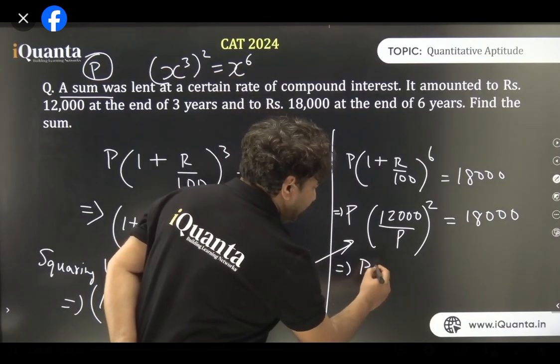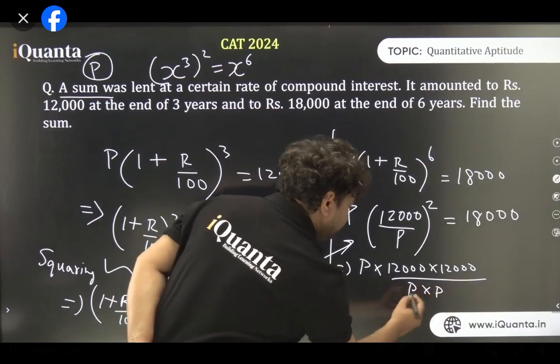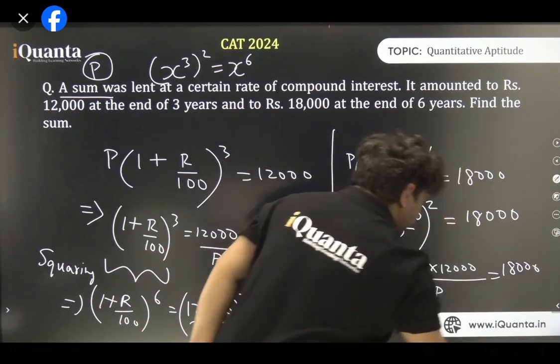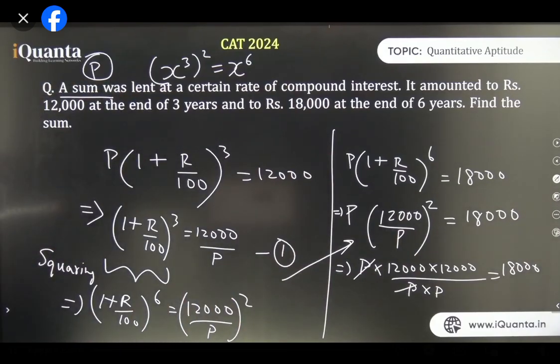If you open the bracket, you will get P multiplied by 12,000 into 12,000 upon P into P. So one P gets cancelled. Here we have 18,000. Send P here, bring 18,000 here, and if you solve it, you'll get 8,000. If I divide equation 2 by 1, there will be more problems. This is fine, the squaring on both sides was already done.